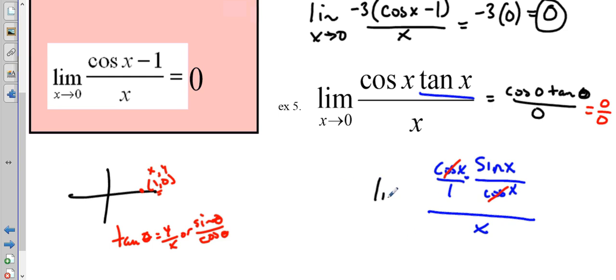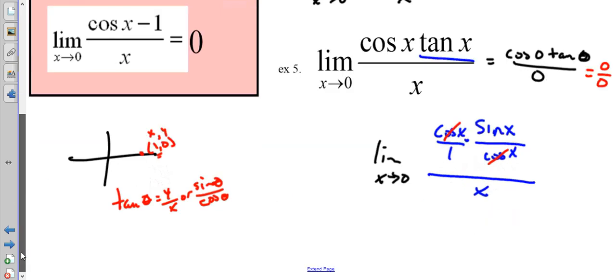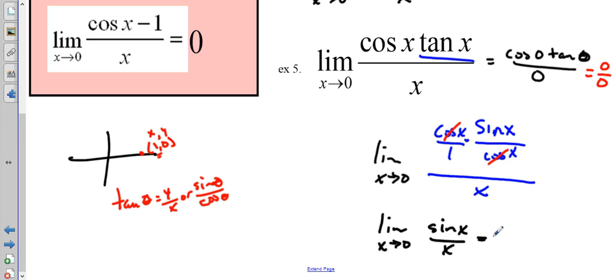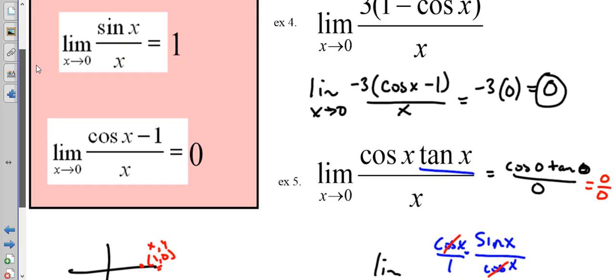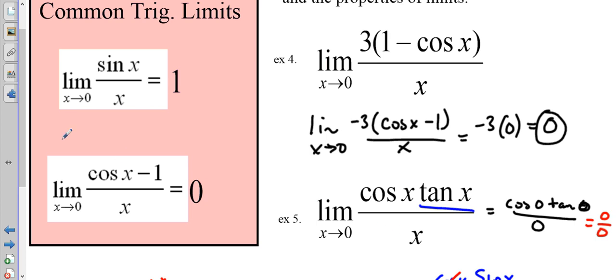We can take the limit as x approaches 0. And what do we have now? The limit as x approaches 0 of sine of x over x. Hey, we know that one. That one's 1. That's our answer. That's it. Using algebra, simplify, cancel out. It's just that easy. Turn something that's complex into something simple. That's what you want to do.